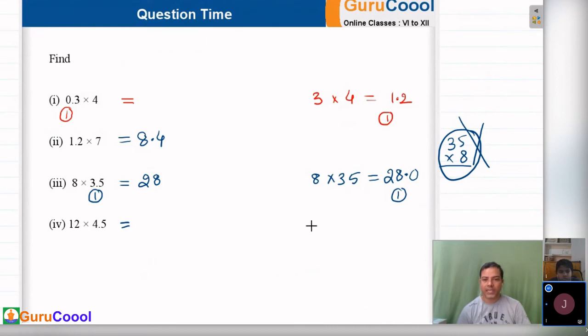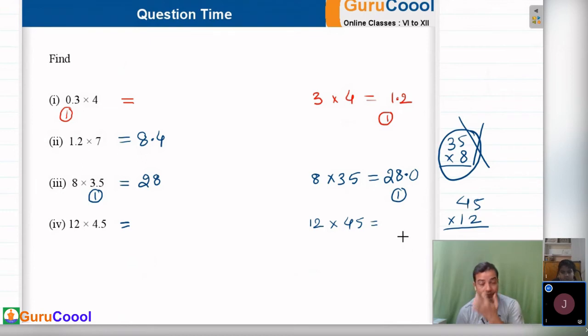If I have to multiply, I'll take numbers without decimal. That is 12 and 45. How to multiply 12 with 45? This way? No, sir. Sir, 12 into 45, the upper way, sir. 8 into 35, like that way, sir. So tell me what should I write first? Sir, 1 minute.